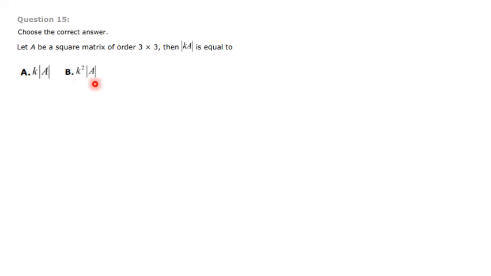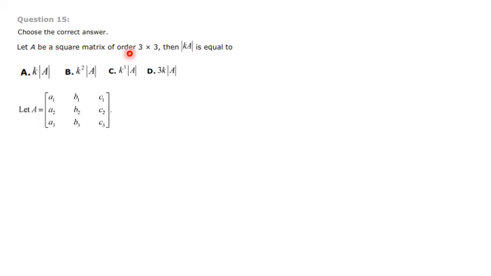Question number 15. Choose the correct answer. Multiple choice question. Let A be a square matrix of order 3 by 3. Then determinant kA is equal to, four options are there. First one is k into determinant A. Second one is k square into determinant A. Third one is k cube into determinant A. And fourth one is 3k into determinant A. So let's move on to the calculation part.